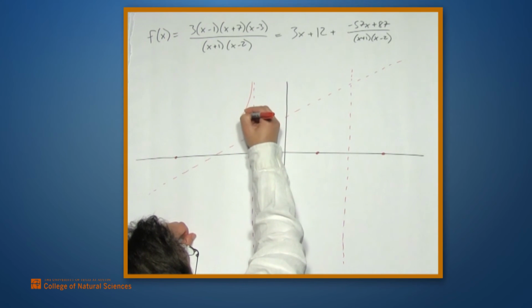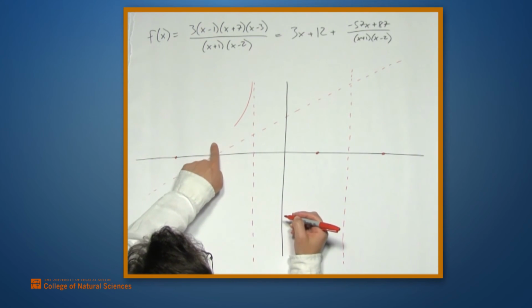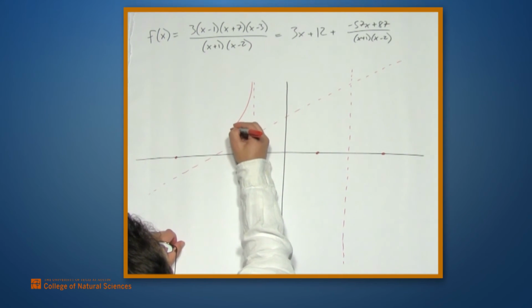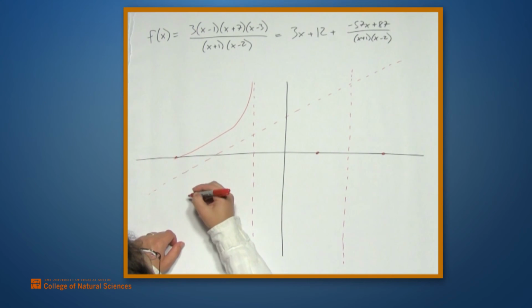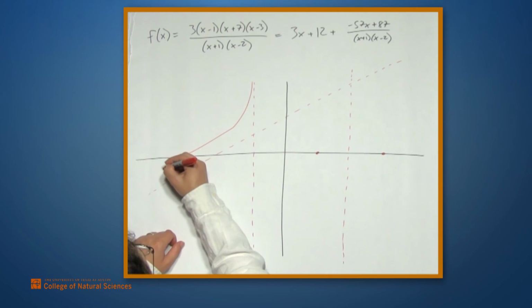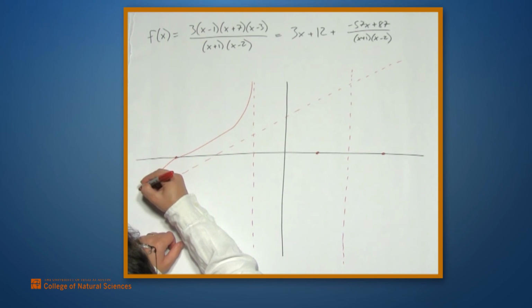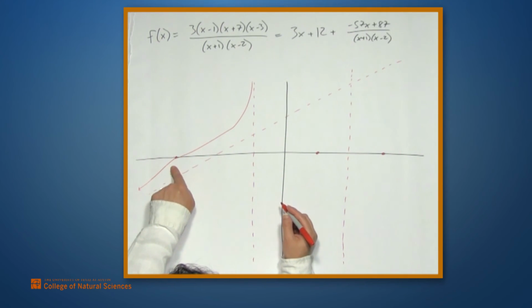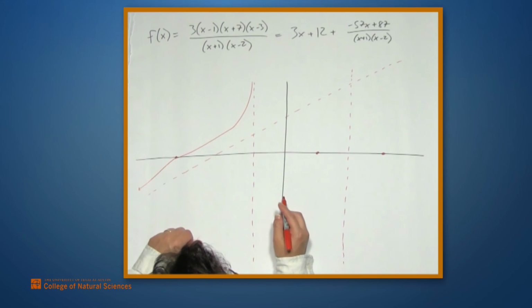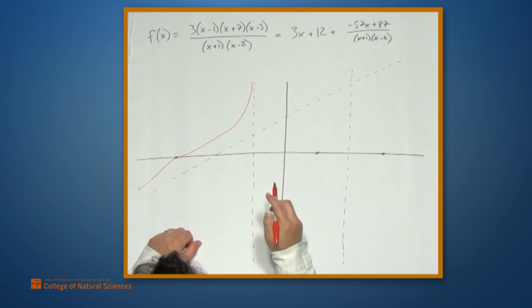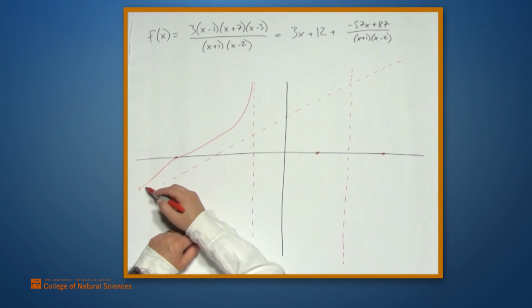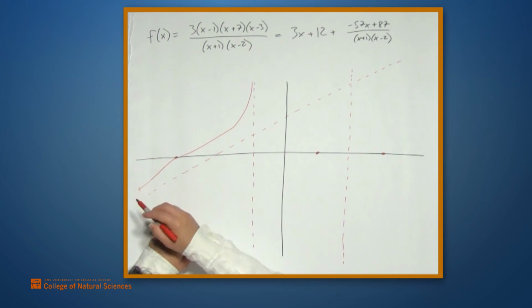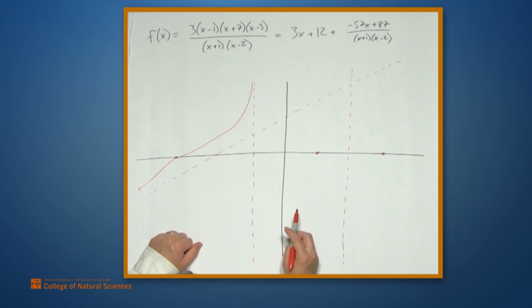So it's going to look something like this. We know it's going to come down, it's going to intersect here at negative 7, and then it's going to slowly approach this slant asymptote. It probably doesn't do this little curve thing here. It's what makes a sketch rough. So it's going to approach 3x plus 12 as x approaches negative infinity.